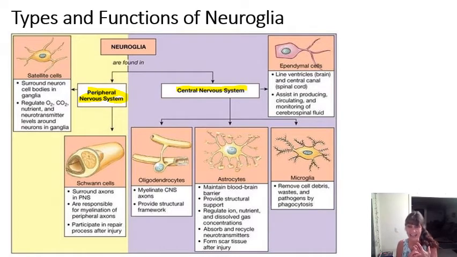Microglial cells are tiny little cells that remove cellular debris, waste, and other pathogens by way of phagocytosis. And ependymal cells are special cells that line spaces inside the brain known as ventricles that produce cerebrospinal fluid. The ependymal cells play a role in producing cerebrospinal fluid and also in circulating and monitoring the concentration of ions within that fluid.